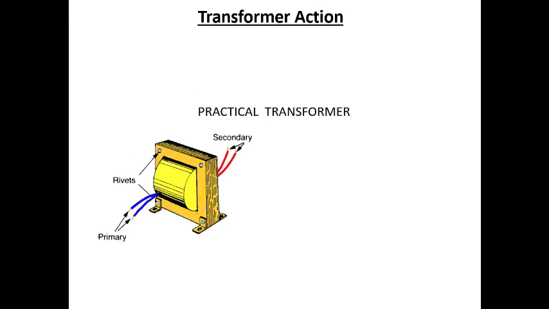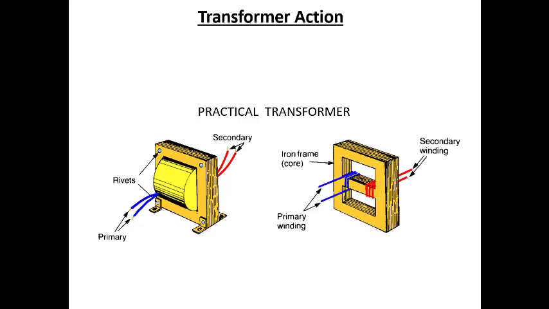All right, so here is a practical transformer. So this is kind of a visual of what a transformer would look like. A lot of times they're made using this construction. Somewhere on the transformer, it'll tell you what's the primary and what's the secondary. Usually that's on either a data table or a label on the transformer.